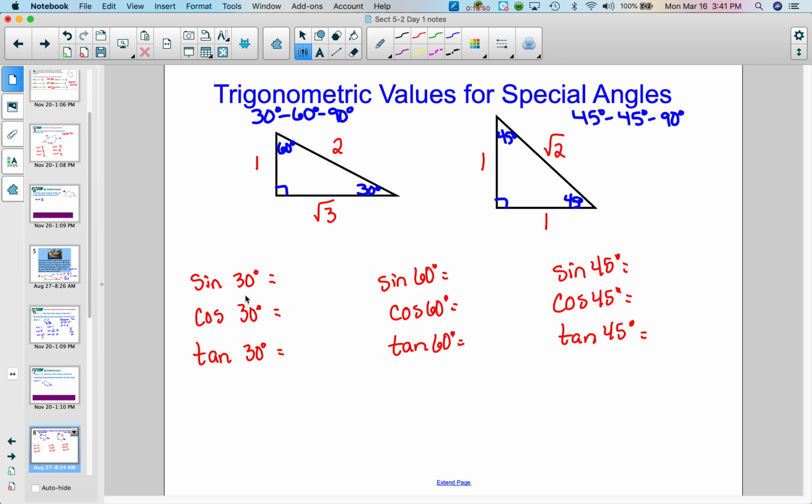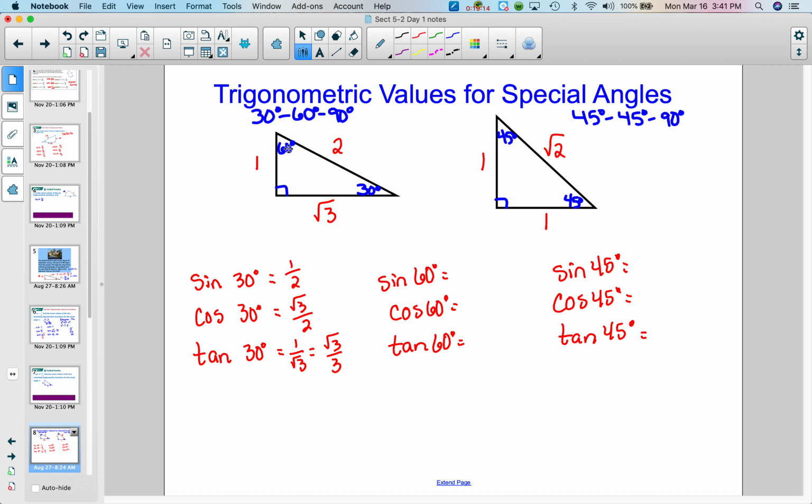Okay, so here, sine 30 degrees, we're going to take opposite over hypotenuse, we get 1/2. For cosine 30 degrees, we take adjacent over hypotenuse, we get root 3 over 2. For tangent 30 degrees, we take opposite over adjacent, we get 1 over root 3, which when we rationalize the denominator, we get root 3 over 3.